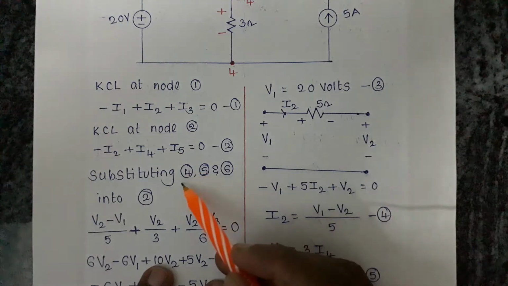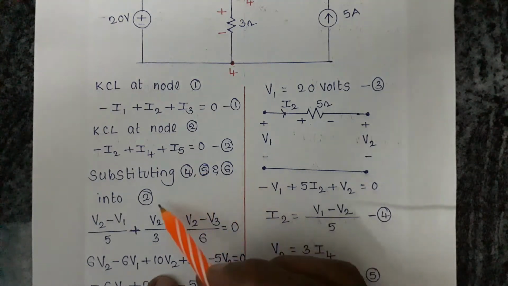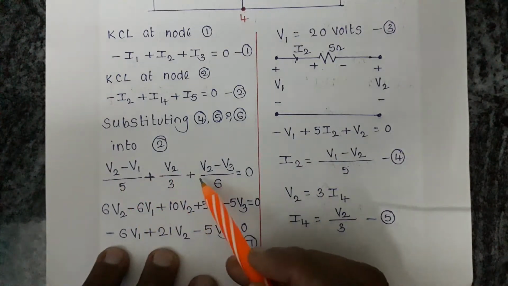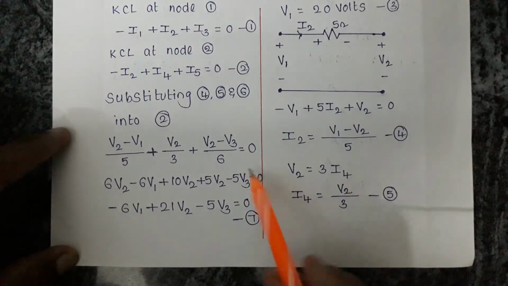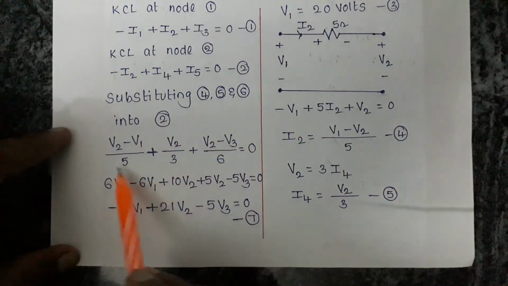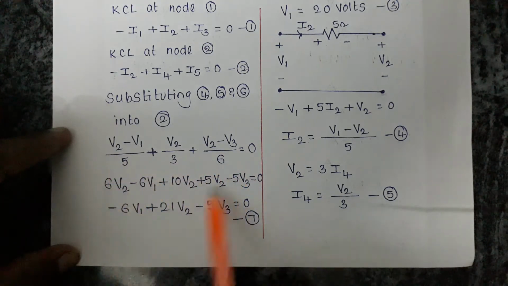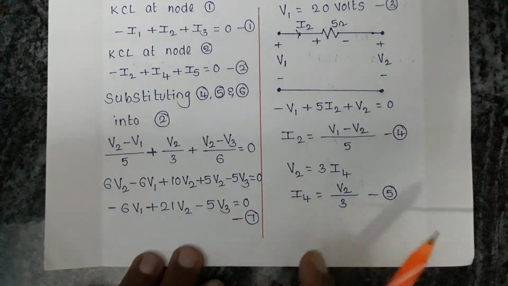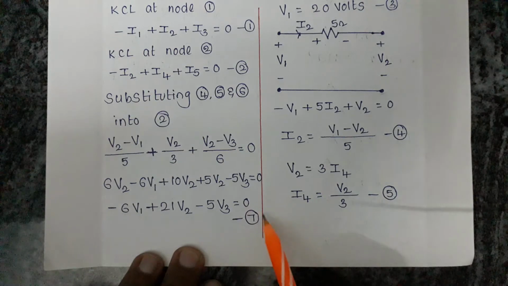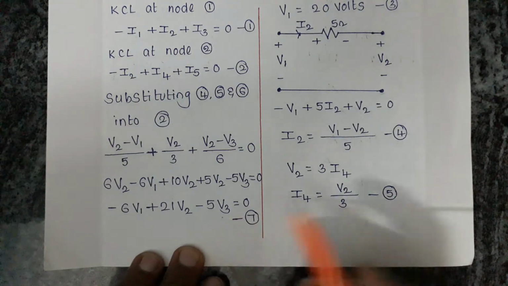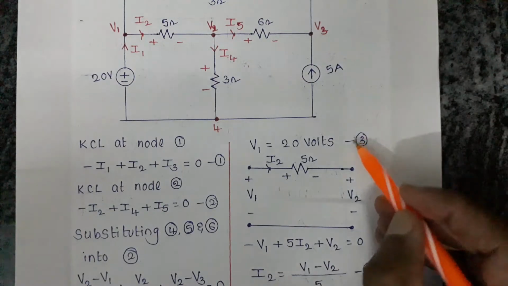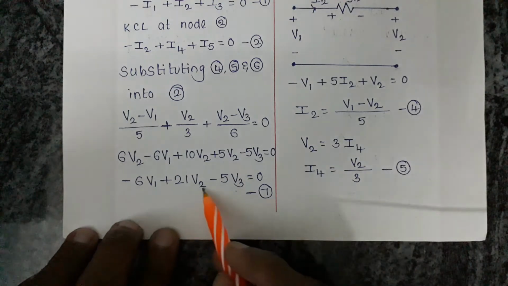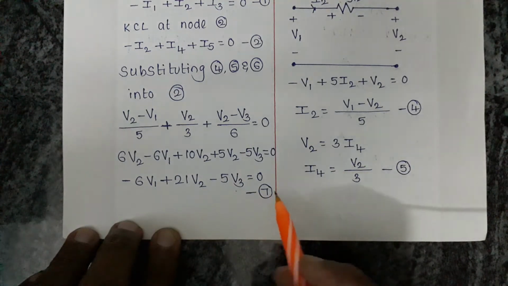Now substituting equation 4, equation 5 and equation 6 into equation 2, you get (V2 minus V1) by 5 plus V2 by 3 plus (V2 minus V3) by 6 equal to 0. If we rearrange the terms, here the LCM is 30, and on simplifying you get minus 6 V1 plus 21 V2 minus 5 V3 equal to 0. Taking that as the seventh equation. This is one nodal equation, and V1 equal to 20 volts itself is also one nodal equation.